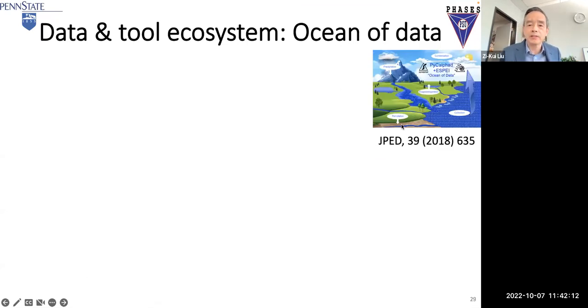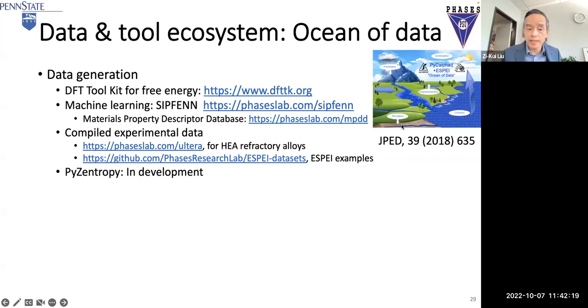Okay, so we give a lot of tools to do that. We call it the ocean of data, is data and the tool to combine together. So you first have to generate data. Okay, you had the free energy, not only 0K, right? Free energy. So we developed a code called DFTTK, which does the free energy calculation for any configuration. And we know that for energy calculation, it definitely takes time.